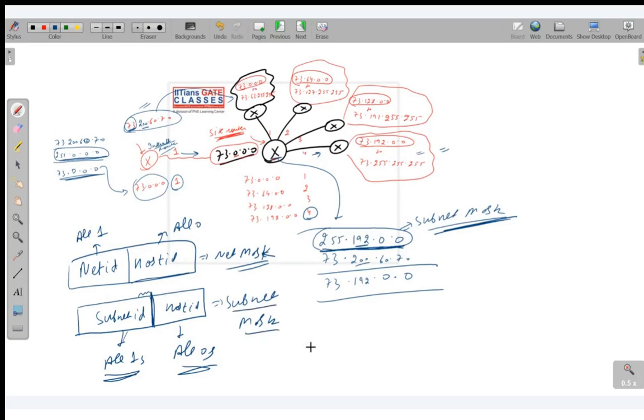In the host ID, we have still mentioned all zeros. The host ID part is now small. See in class A, the corresponding diagram. Till here we were having host ID, and now the host ID has been shifted.